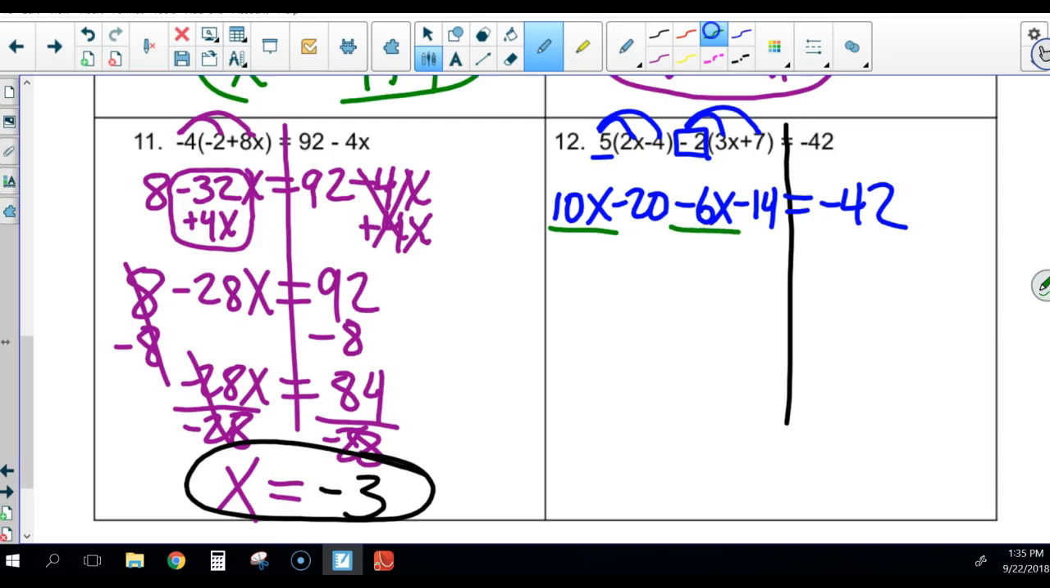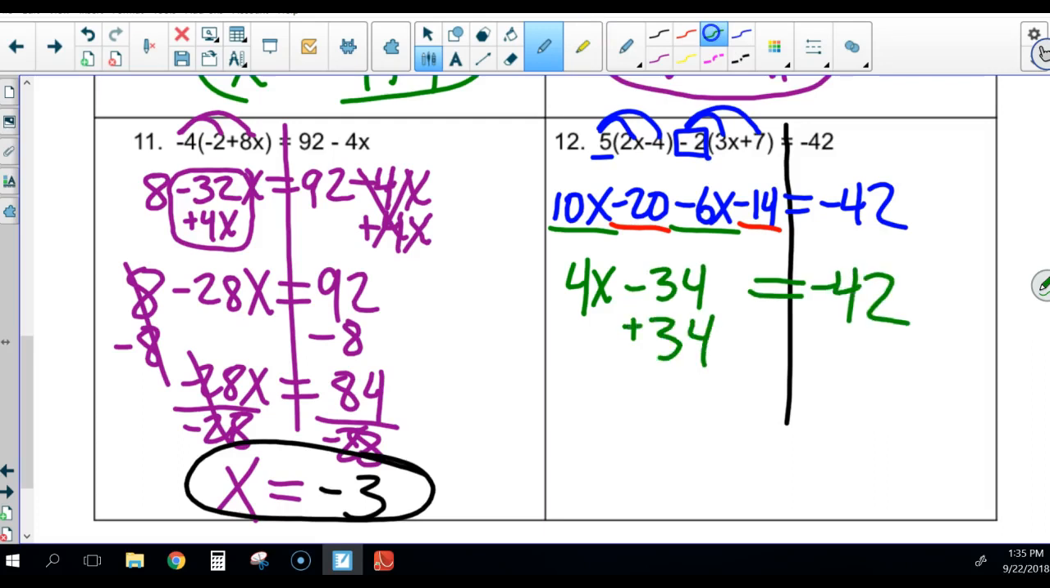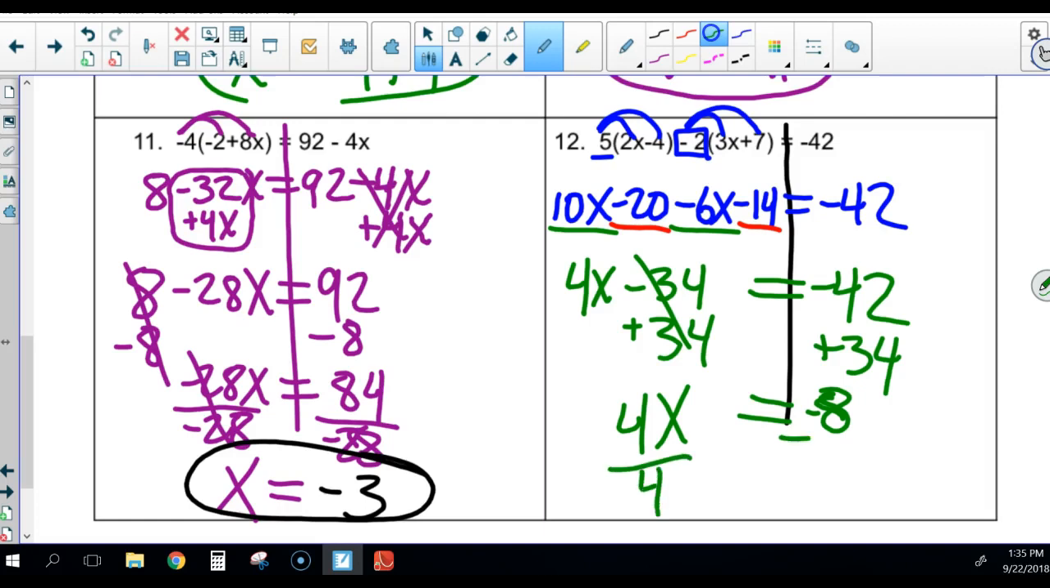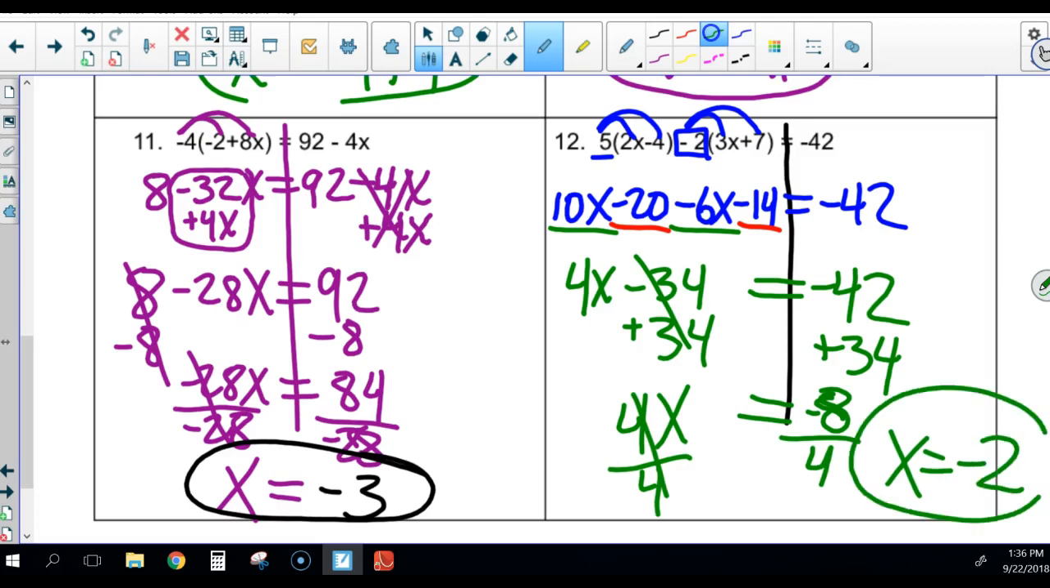Some like terms. I see 10x and minus 6x. It's 4x. I see negative 20 and negative 14 is negative 34. Equals negative 42. Add 34. Add 34. 4x equals negative 42 plus 34 is negative 8. Is that right? Yep. Divide by 4, and we have x equals negative 2. The end.